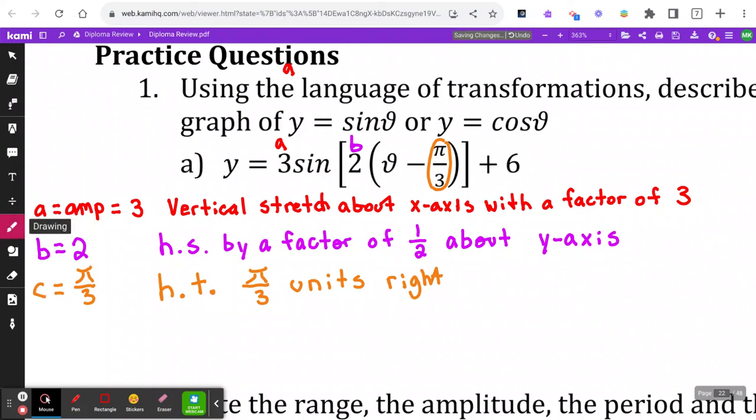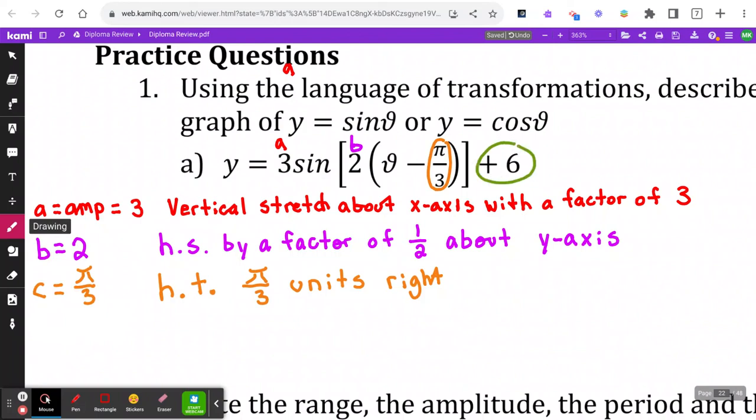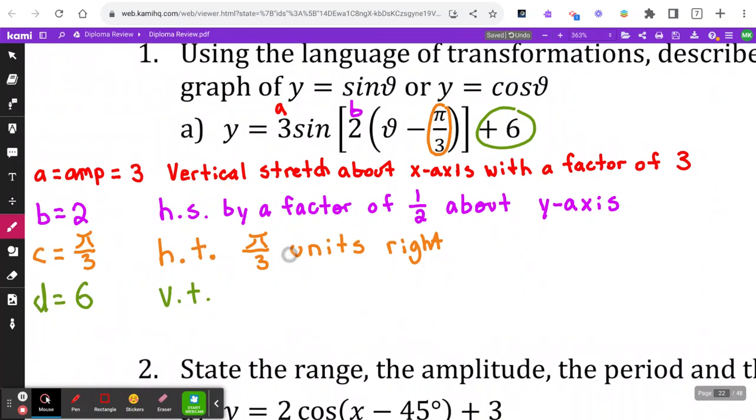And my D value is 6. That is a vertical translation. Actually, before I even say that, that's your midline. That means the middle of your graph is at 6. Vertical translation, 6 units up.